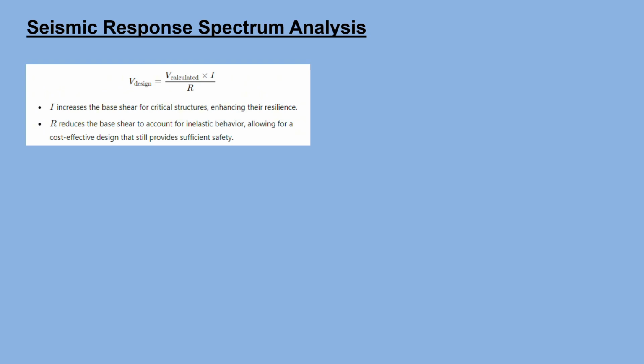The building importance factor, I, accounts for the consequence of failure and the role the structure plays in the community. The response modification factor, R, also known as the reduction factor, accounts for the inelastic behavior of a structure during an earthquake. Structures are designed to withstand forces less than the elastic response would suggest because they are expected to enter the inelastic range and dissipate energy through controlled damage like yielding or cracking.